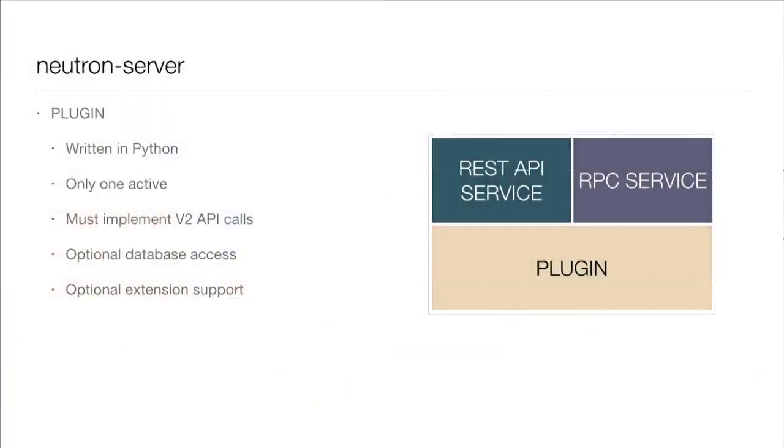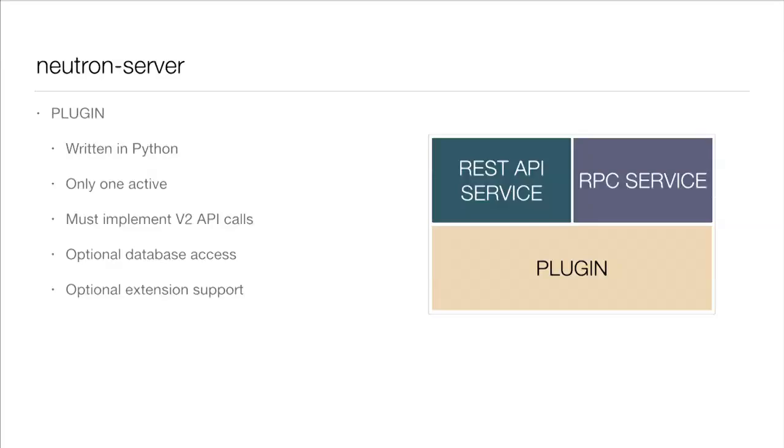And then lastly, digging into the bottom layer is the plugin. Like all OpenStack projects, it's written in Python. The key thing for a plugin is you can only have one active plugin at a time. It's kind of like if you have a car, you can only have one engine. You know, choose wisely. The active plugin implements, at minimum, the V2 API calls of networks, subnets, and ports. And optionally, some of these plugins can do a number of different things. They can have optional database access. They can have optional extension support.